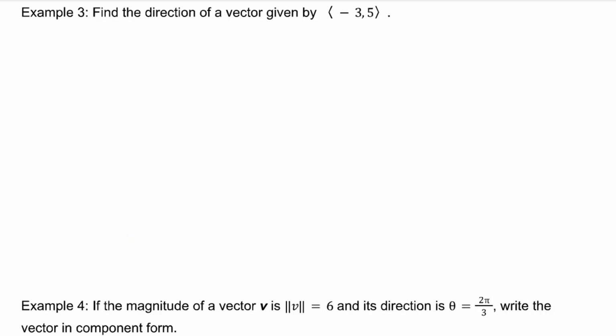In example 3, we're going to find the direction of the vector given in component form negative 3, 5. The vector negative 3, 5 would have an initial point at 0, 0 and a terminal point at negative 3, 5. The angle we need to solve for is here. I've been given the change in x and the change in y, so I'm going to use tangent of theta equals y over x.